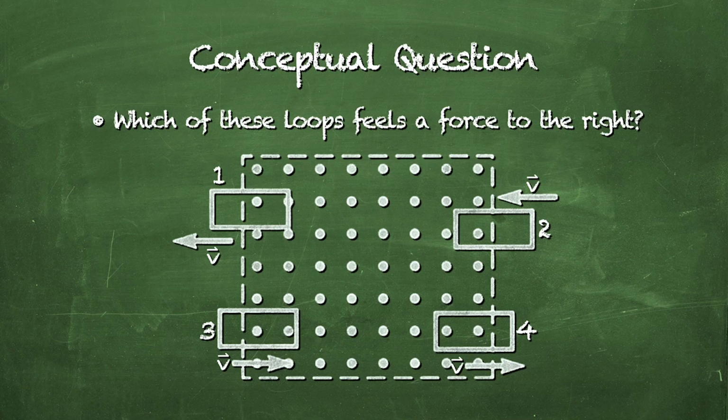Now, Lenz's law says that the induced current will be in such a direction that it opposes the change in magnetic flux through the loop. Take a moment, draw this diagram, and think about the answer to the question, what is the direction of the induced current in each of these loops, and which of these loops feels a force to the right?